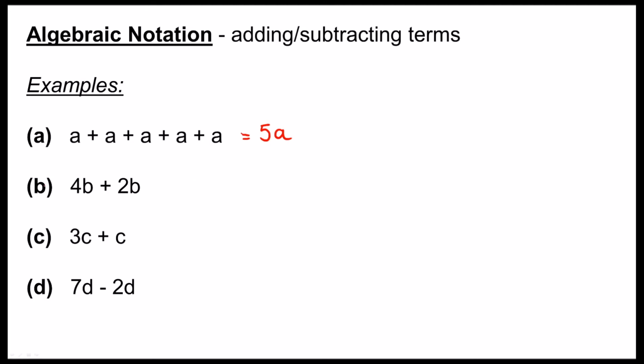In part B, we can do the same thing, but this time we've got some which have already been grouped together. So if I have 4B and I add another 2B, that gives me 6B in total. In part C, I have 3C and I'm adding another C to it. Remember that a C by itself means 1C, and collecting them up gives me an answer of 4C. In my last example, I have 7D, and this time I'm subtracting 2Ds. Therefore 7 take away 2 gives me 5D left over at the very end.